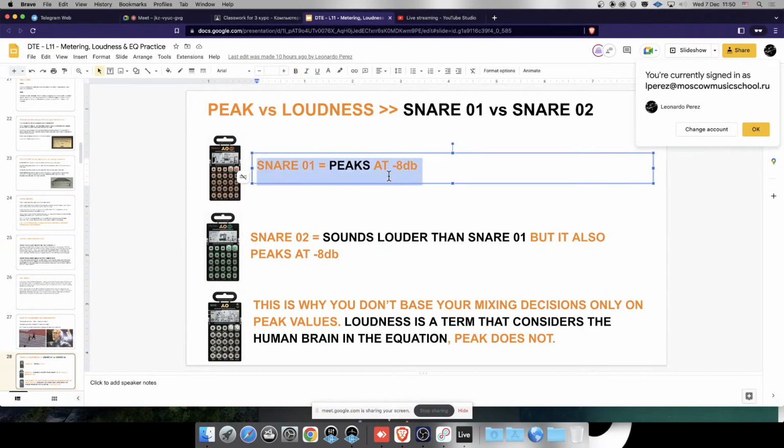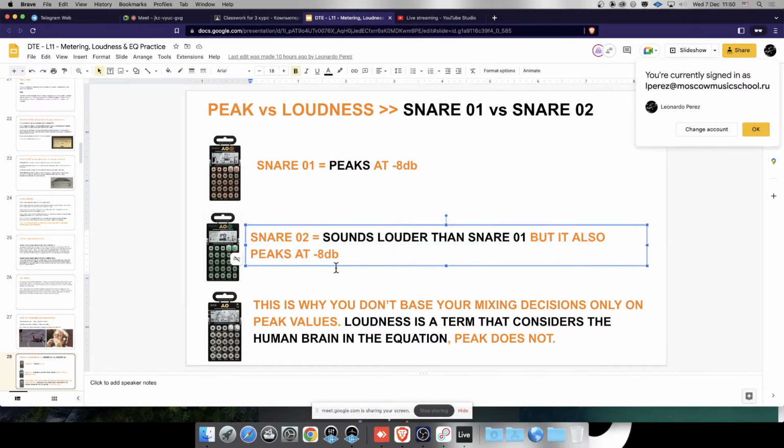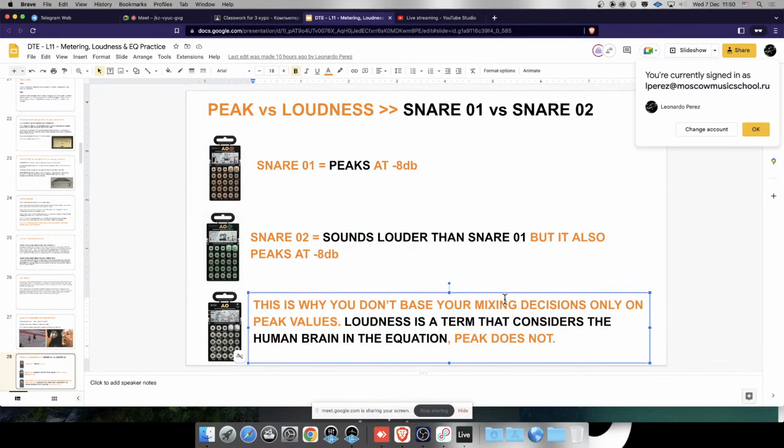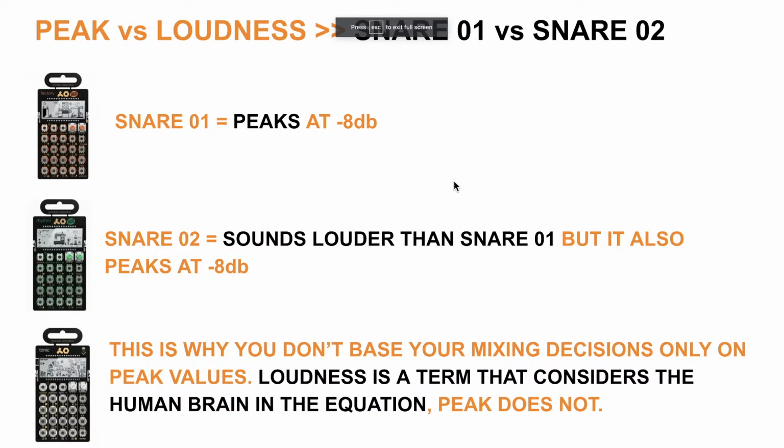Snare 1 peaks at -8 dB. Snare 2 sounds louder, but it also peaks there. So that is why you don't base your mixing decisions only on peak values. Loudness is a term that considers the human brain. Peak does not consider the human brain, by the way. When you're thinking about loudness, you're thinking of the human brain. When you're thinking about peak, you're not. So RMS tries to get towards a measurement of loudness, or at least to give us an idea of how loudness is perceived.